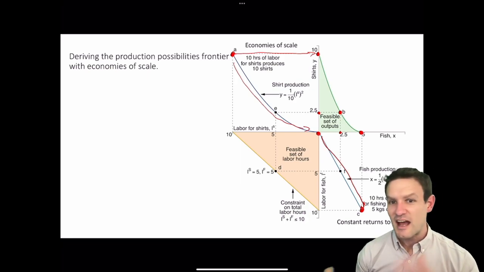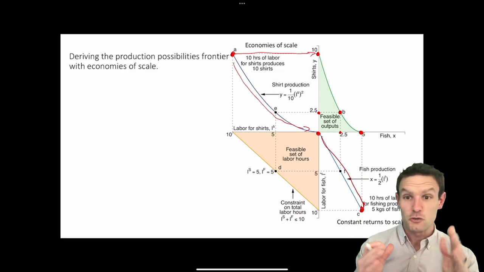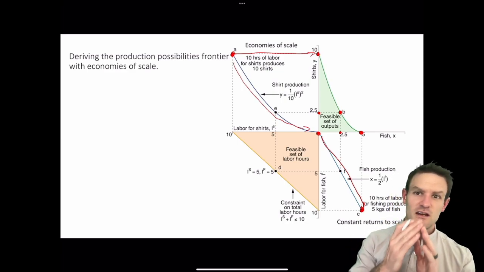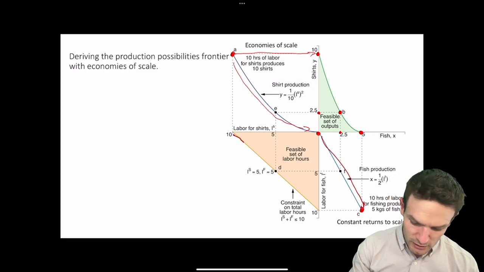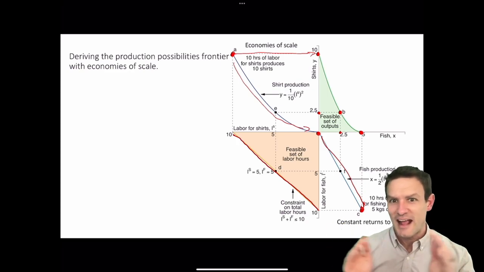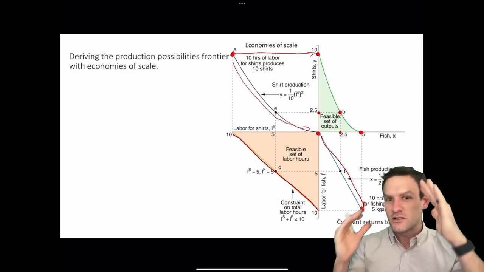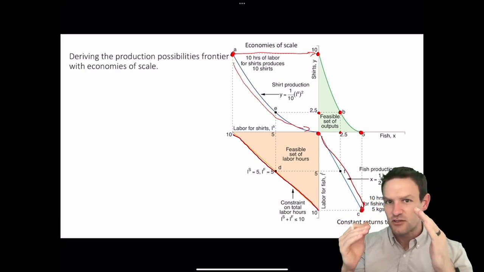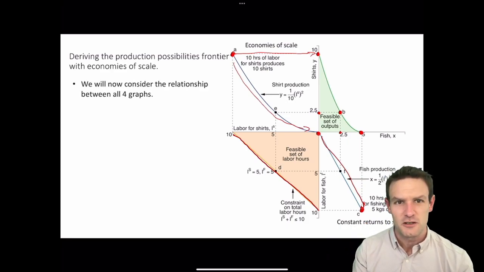So as we spend time on the different activities, on fish or shirt production, we're going to move along that production possibilities frontier, and that's because we're moving along our feasible number of hours that we're allocating to the different activities. We're going to spend 10 hours either on fish production or on shirt production, and then when we allocate our time to these different activities, we're going to be mapping out the production possibilities frontier.